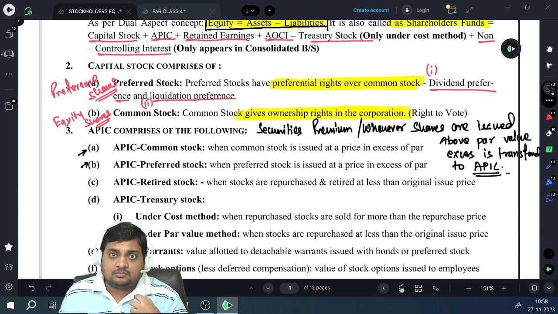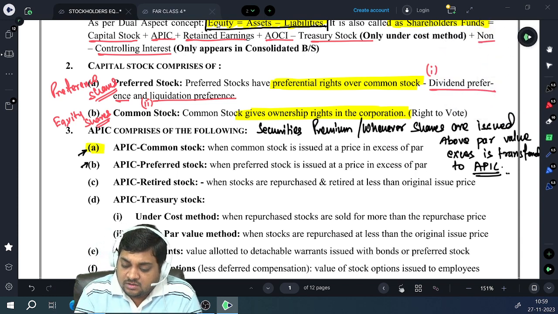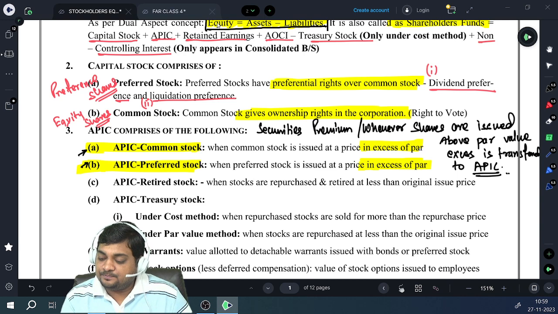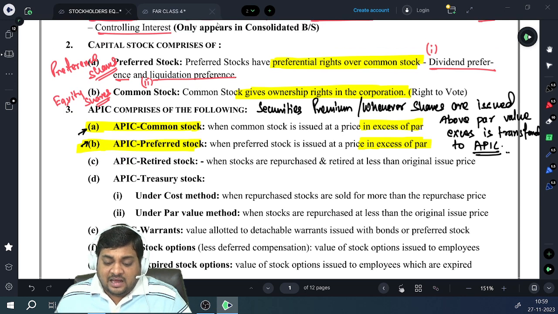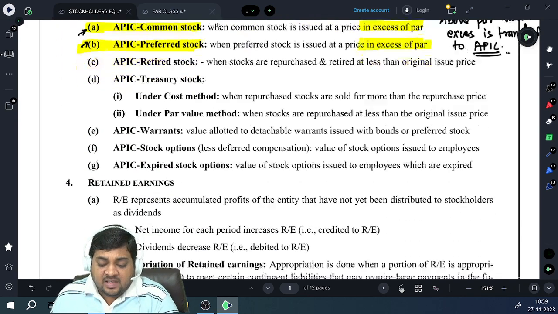As of now, simply remember, whenever we issue shares at a premium, the excess amount will be transferred to additional paid in capital, right? So this is additional paid in capital in excess of par. There are other cases also which give rise to additional paid in capital, but we will cover them a bit later when we do the journal entries, right?